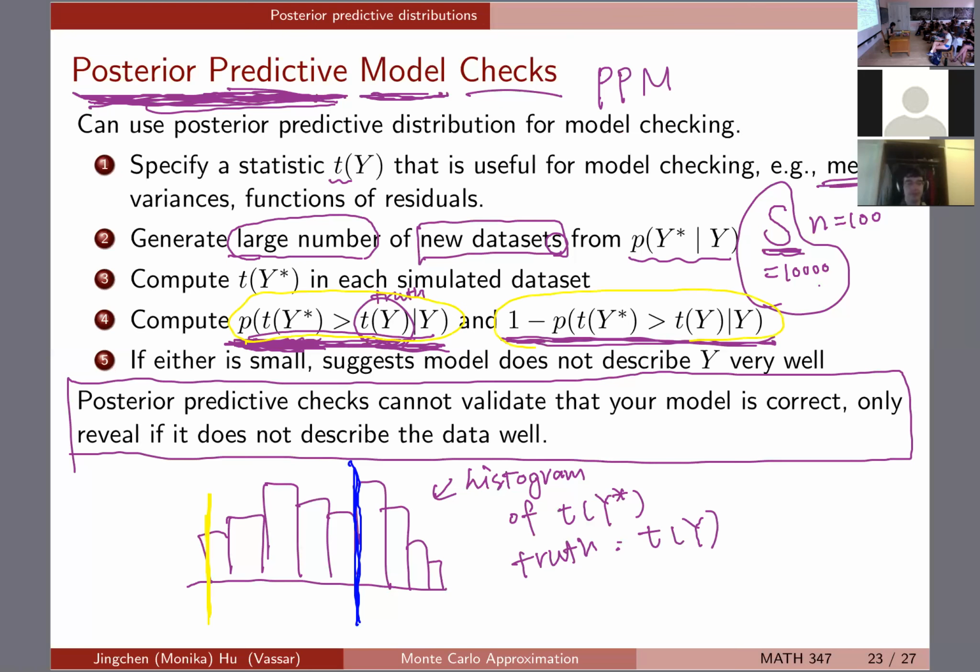Yes, Eli? So when we do this, are we evaluating the effectiveness of only our posterior predictive model, or also our posterior distribution altogether? Good point. So Eli's question is, when we're doing these checks, is it checking just the posterior predictive distribution, or is it checking the posterior altogether? What do you guys think?